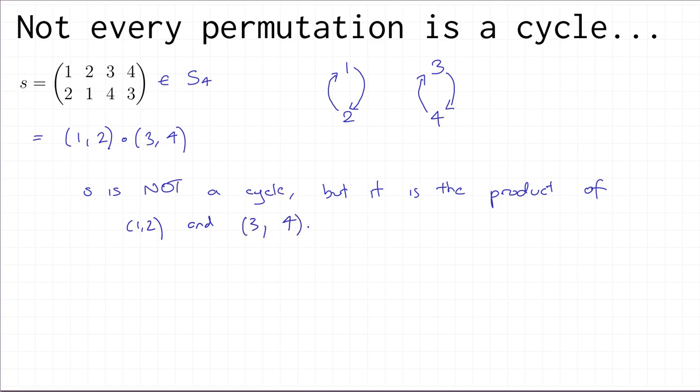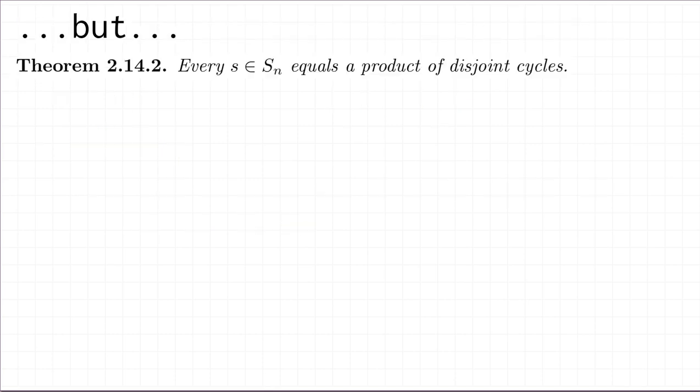And this is not a coincidence. So in fact, every permutation belonging to a symmetric group Sn is equal to a product of disjoint cycles. Remember, product means composition. We use this multiplicative language to talk about composing permutations. I'm not going to give a full proof of this theorem. If you'd like to see one, you can look it up in the notes for Math 5.